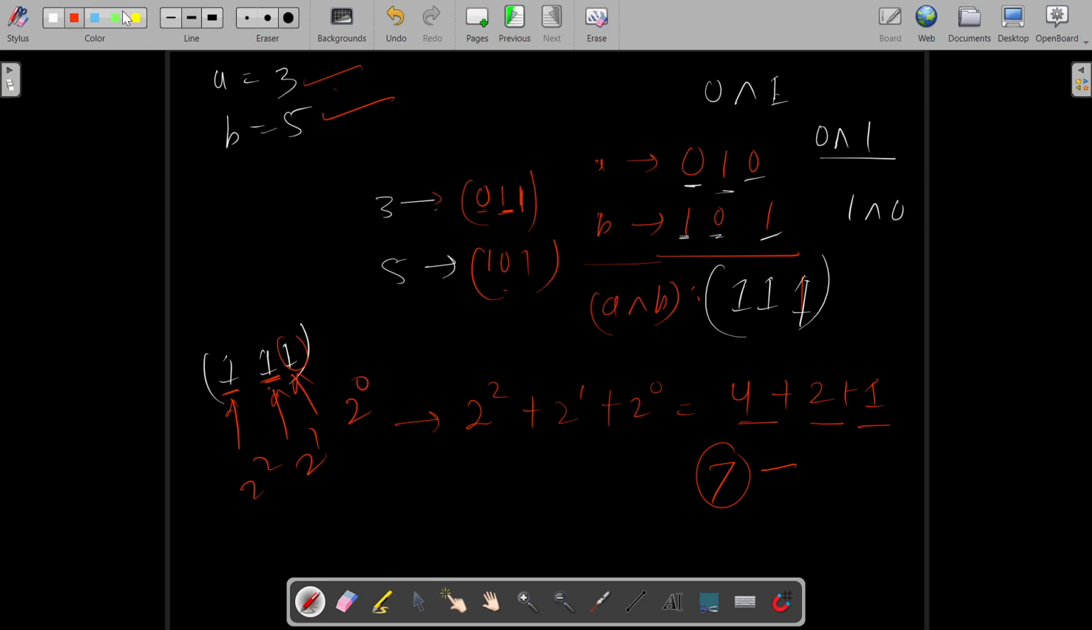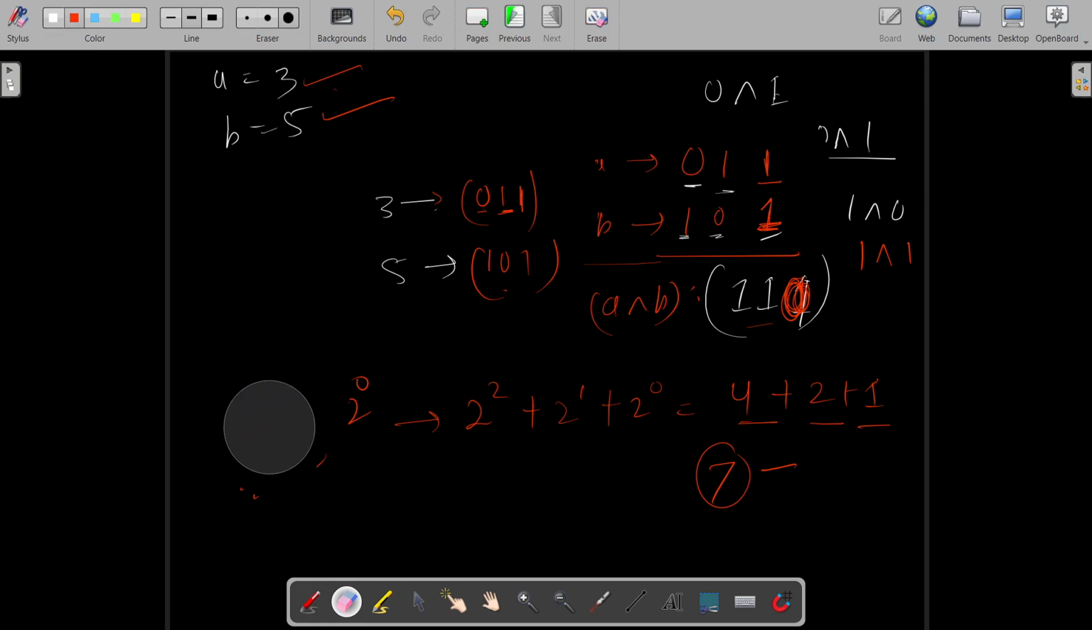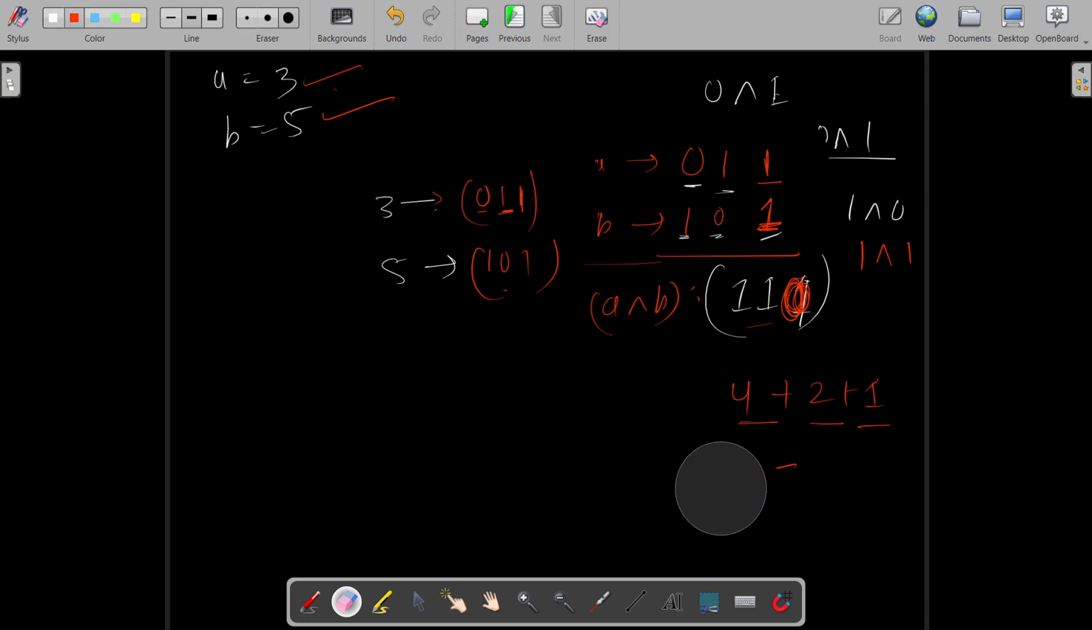Now, if you try to find the binary representation, the XOR of A and B, it would be 0 in the first place, because these two are similar bits, 1 XOR 1, so it will give us 0. Let me erase all of this. So the binary representation that we get is 110.